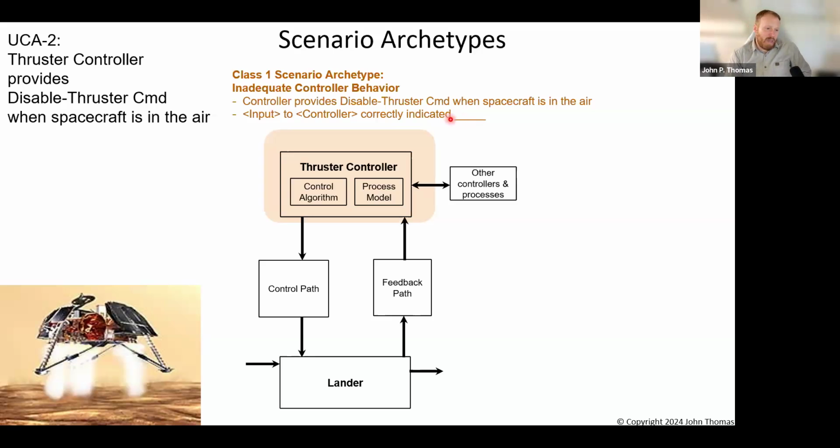Yeah, so let's imagine it correctly indicated the spacecraft was in the air. That's not what actually happened when it crashed into Mars, but it's a legitimate scenario, actually. It needs to be considered. So how can the touchdown inputs correctly indicate it's in the air, but the computer still provides a disable thruster command when it's in the air? That's fascinating, right? Isn't it interesting to think about?